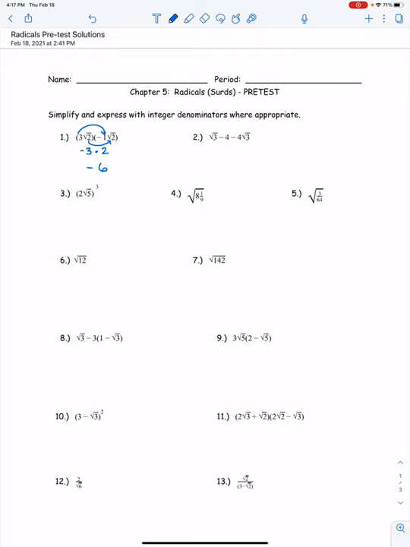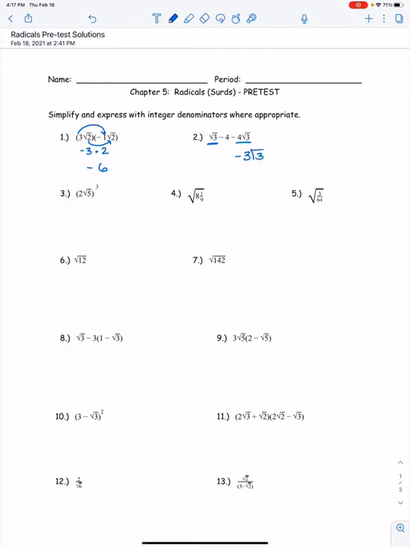Okay, question number 2 is a simple subtraction problem. Please remember that you can only subtract radicals that have the same radicands. So I have a positive square root of 3 and I have -4 the square root of 3, which means that I have -3 the square root of 3.